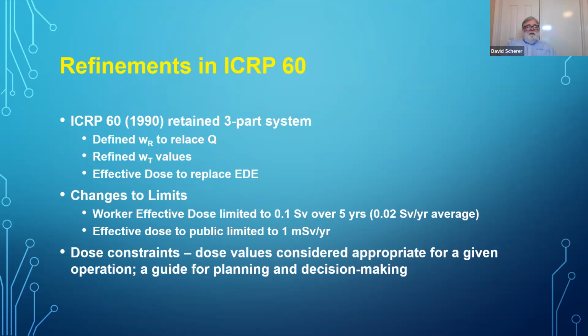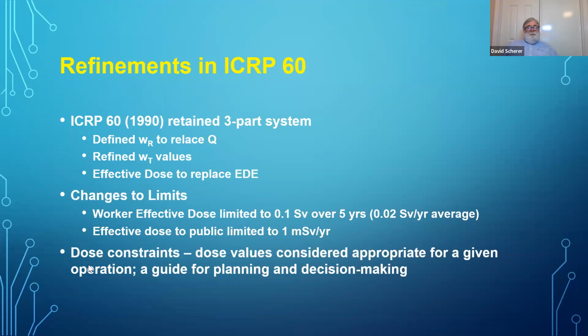They did change the limits, so that there was a three-part system with limitation, but in 1990 they changed the limits. So the dose to workers should be limited to 0.1 sievert over 5 years. You still were basically limited to 5 rem per year, but it had to average over a 10-year period, had to average 2 rem per year. And the effective dose to members of the public was decreased from 500 millirem per year, half a rem per year, to 100 millirem per year.